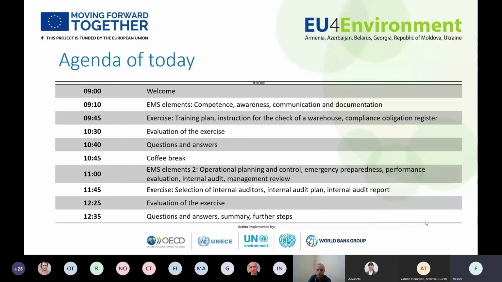Second part will be then the remaining key elements of an environmental management system, which is operational planning and control. So it's all these procedures governing areas of an enterprise which have a significant impact on the environment. Emergency preparedness, because not everything is normal situation. Many environmental impacts result from accidents, from mishappenings, so we need procedures for these situations.